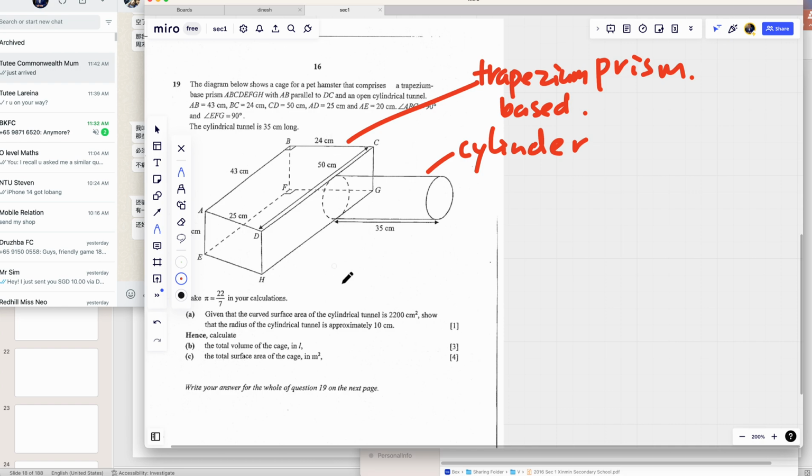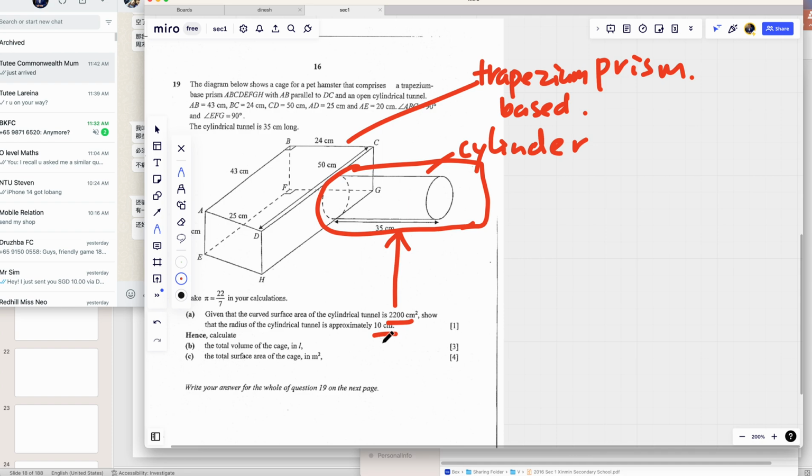Okay, so with this, you are asked to find, given that the curved surface area of the cylindrical tunnel is 2200, so that means this part, just this part, and show that the radius is 10 cm. You managed to show? Yeah, good. Let me take a look.